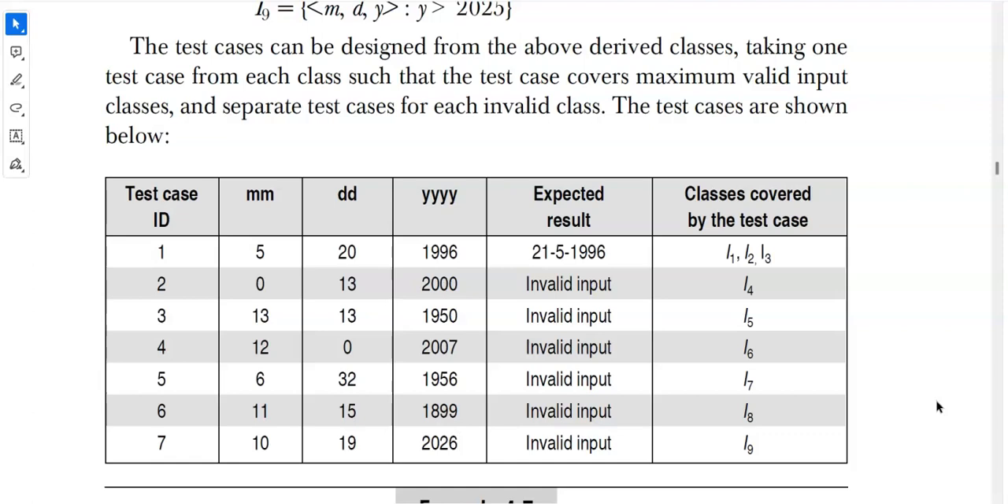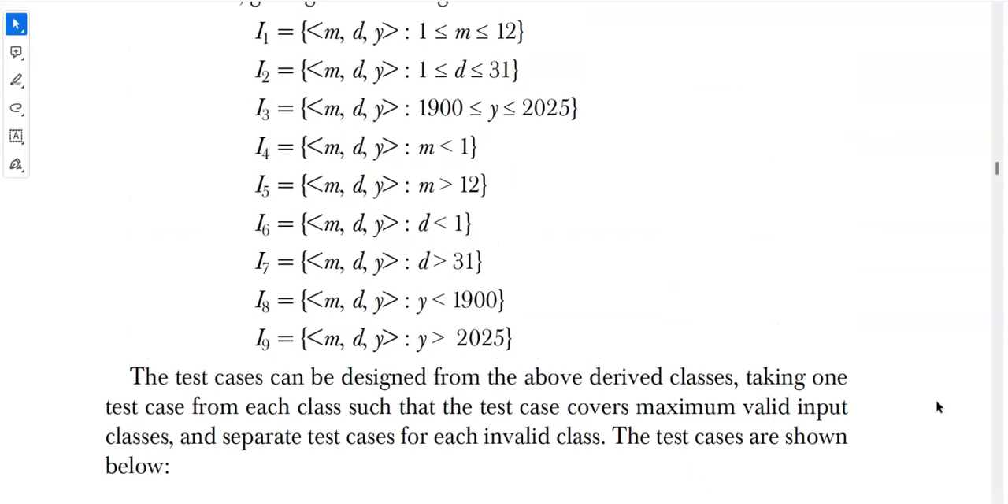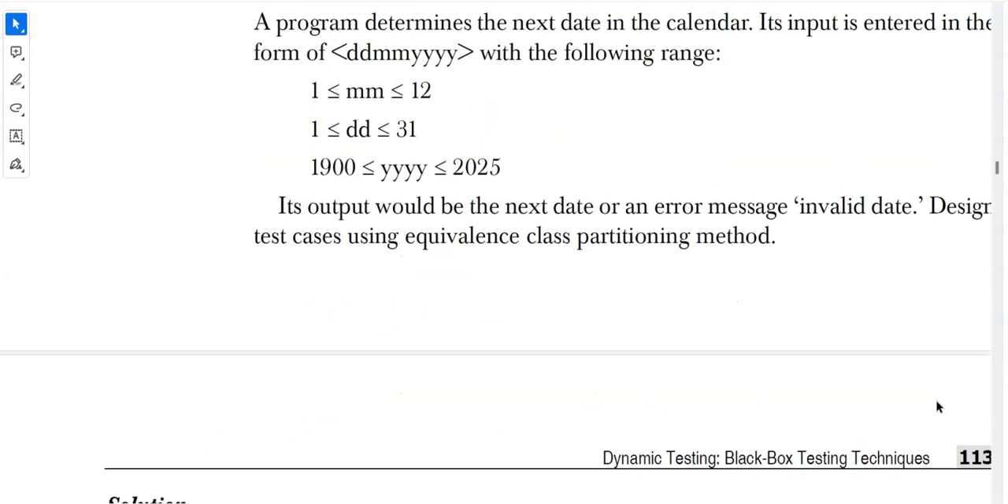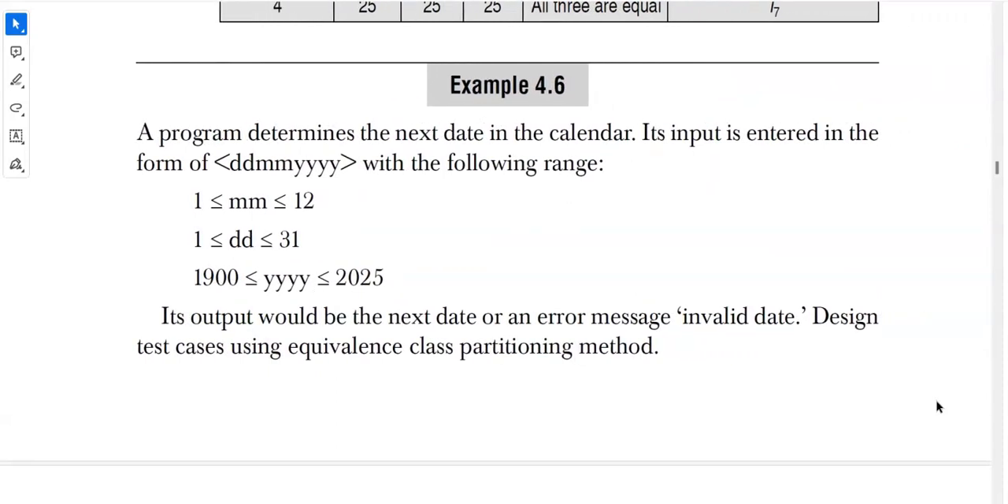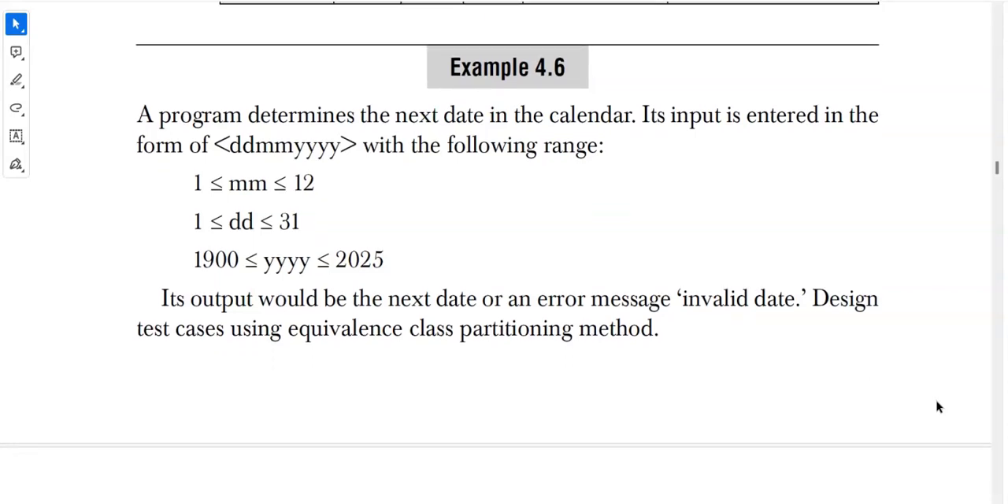Now I hope you understood how to write test case IDs and classes for the given program, right? So here is the question again: a program determines the next date in the calendar. Its input is entered in the form of DDMMYY. Even though we have mentioned the test cases with month, day and year, the displayed output is day, month and year, right? And the output would be the next date. I hope you understood this question also.